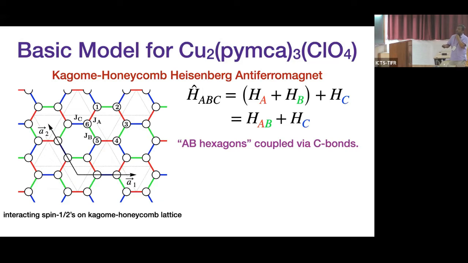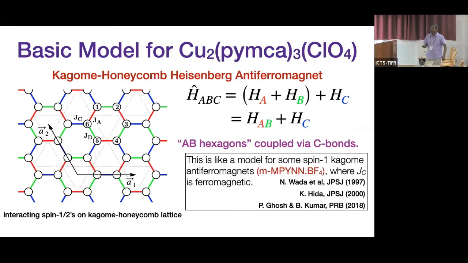So let me help you out. Think about red, green, red, green, red, green hexagon. That is your AB hexagon. And then you can clearly see that these AB hexagons are all connected by blue bonds, the third coupling. So you can actually think of this material or this model as a collection of hexagons coupled via antiferromagnetic bonds.